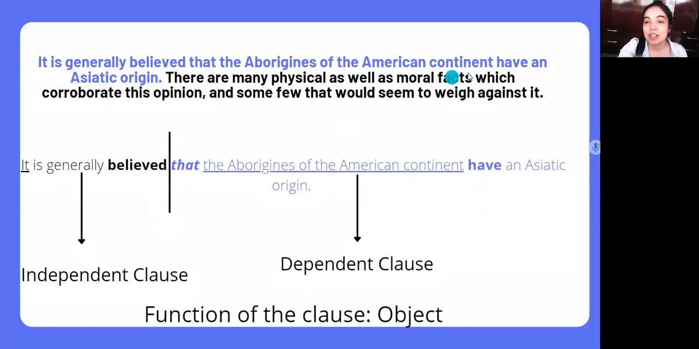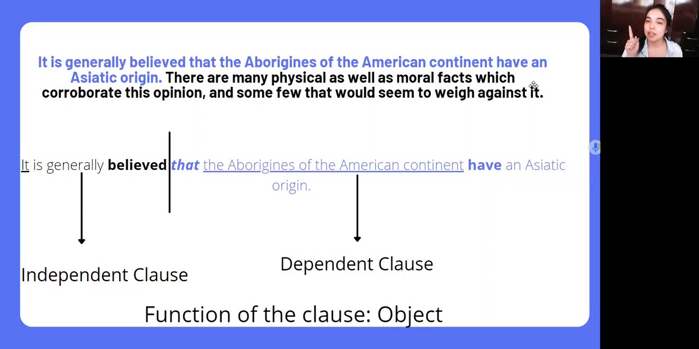Another sentence. We have here the whole paragraph. That is a sentence in another color. Okay. So I have them separated, but we have to do it. Independent clause in black, in another color, dependent clause. Subject in the independent clause, verb, lead. In the dependent clause, we have our subordinator, that. We also have our subject, the aborigines of the American continent. And then we have our verb, have. Beautiful. Everything is very clear. And the function of this clause is object.